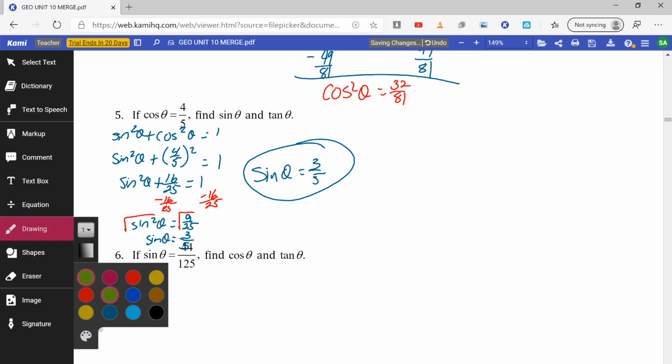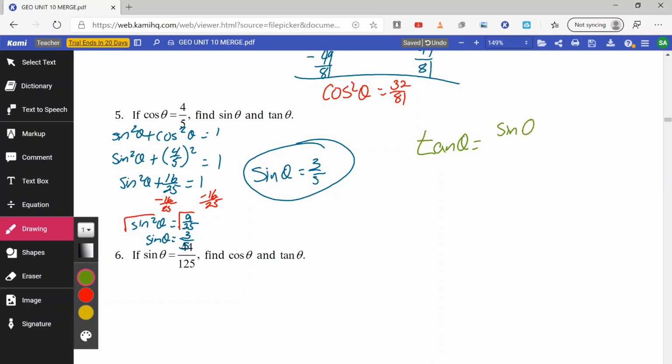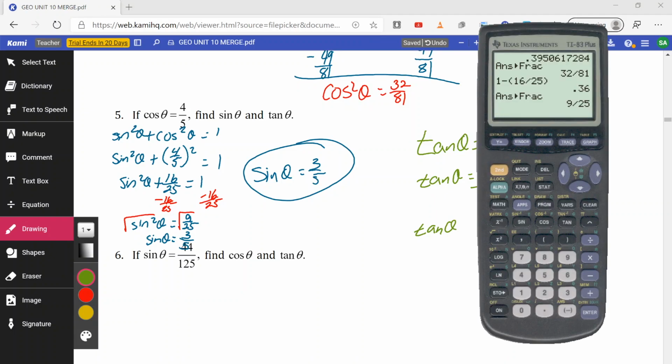Now we get to figure out what tangent is. And we learned that tangent of theta is equal to sine over cosine. So in this case, sine of theta we said was 3/5, and we are over cosine, which was given to us, is 4/5. So what we'll do is just divide the fraction by a fraction. In the calculator, we have 3/5 divided by 4/5, and we'll get 0.75, which we turn back into a fraction, is 3/4.